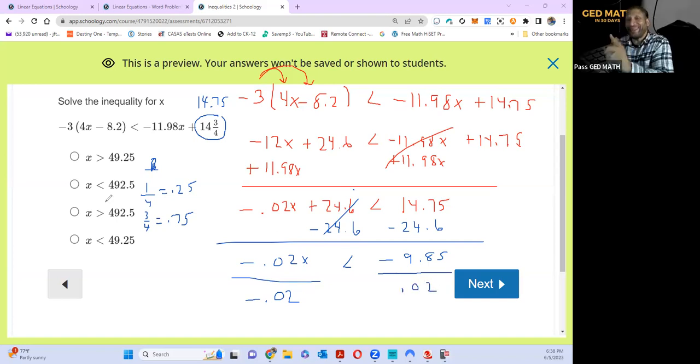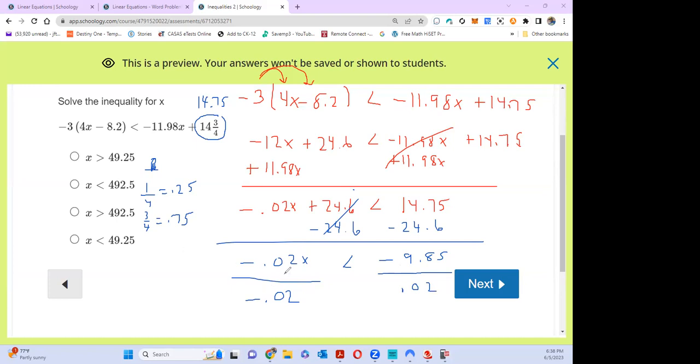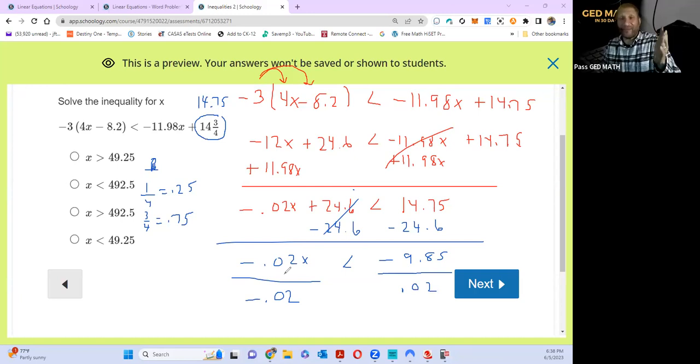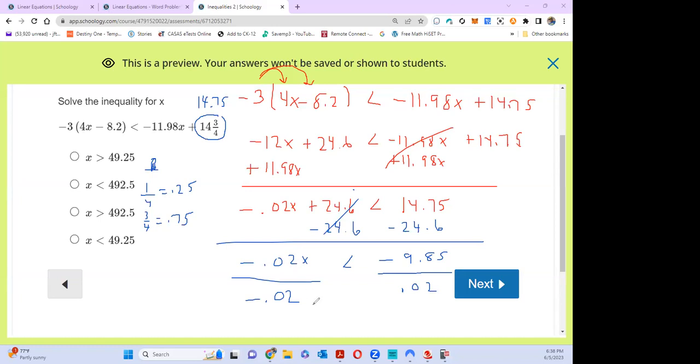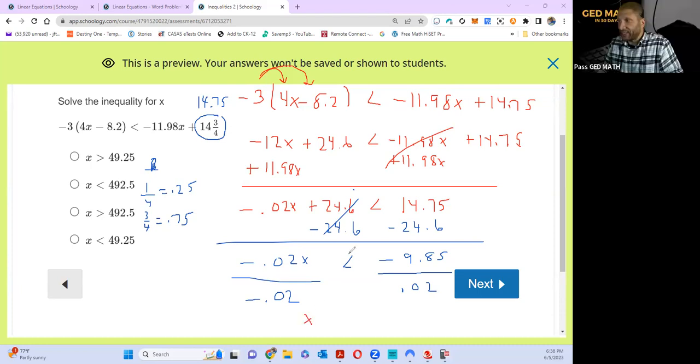This is where the GED is going to try to get you. When you're trying to isolate the variable, you're trying to get the variable by itself. If you multiply or divide by a negative, you have to change the inequality. So this becomes x, and this changes to greater than. And I forgot the negative sign.